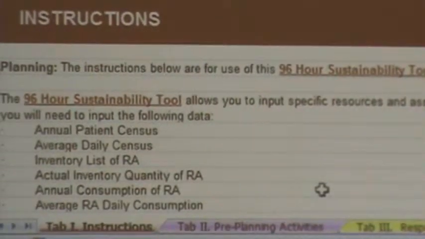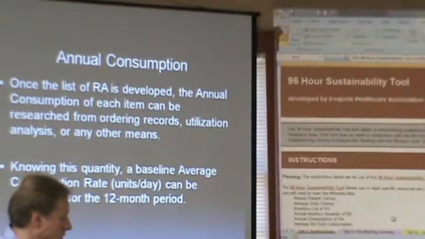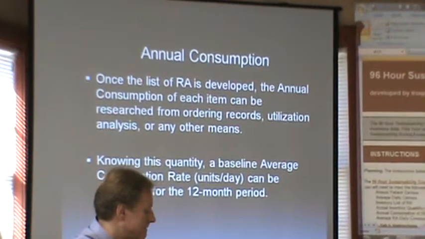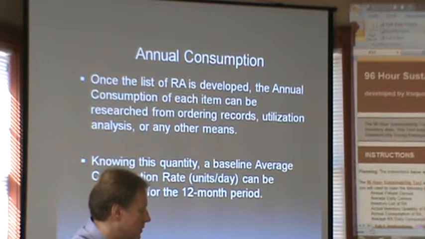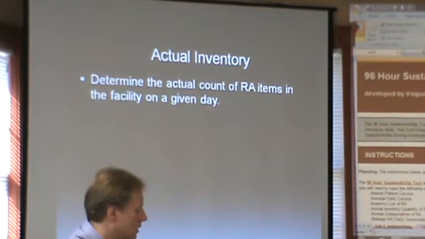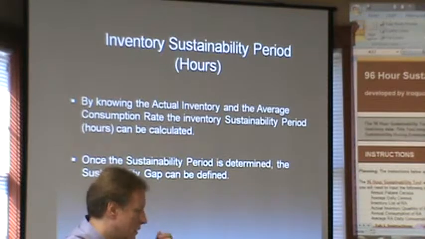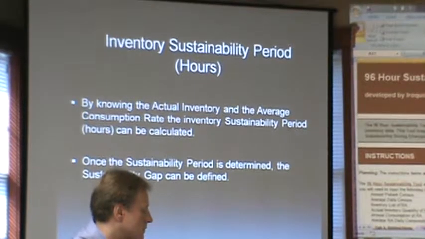Annual consumption rates, again, there may be variations based on season, and the tool can be used to adapt for that. But knowing the annual consumption rate will allow us to calculate an average consumption rate. And the other data that you'll need is an actual inventory for the items. So by knowing the actual inventory and the average consumption rate, we can then calculate the sustainability period in hours, and also determine the sustainability gap.